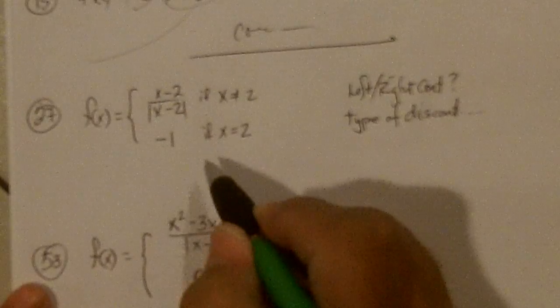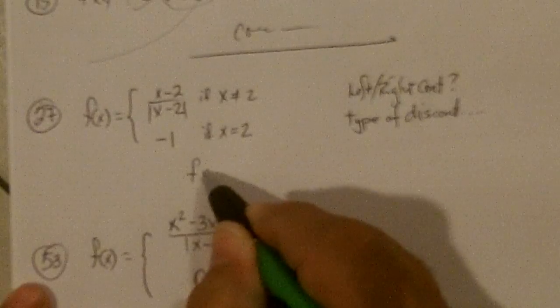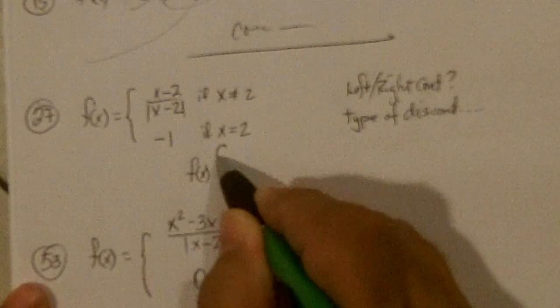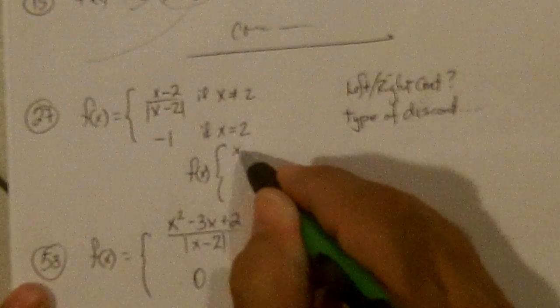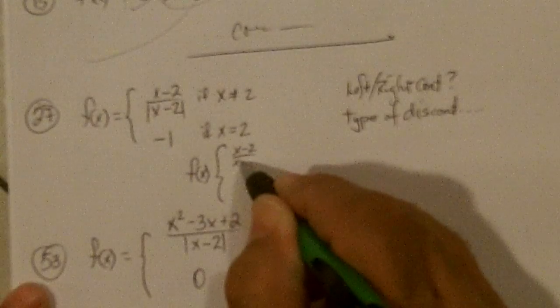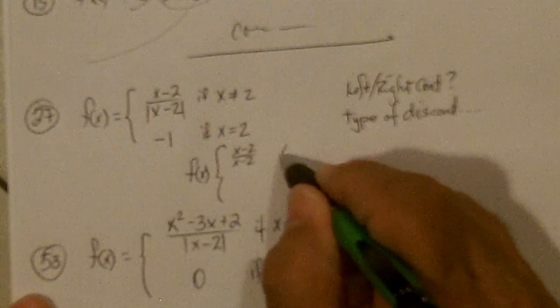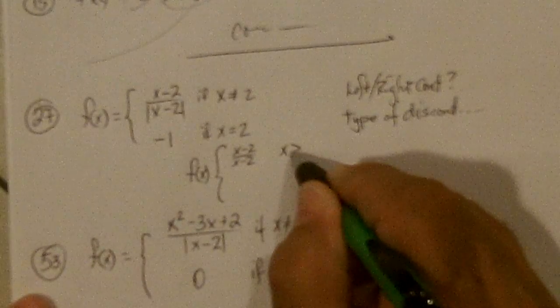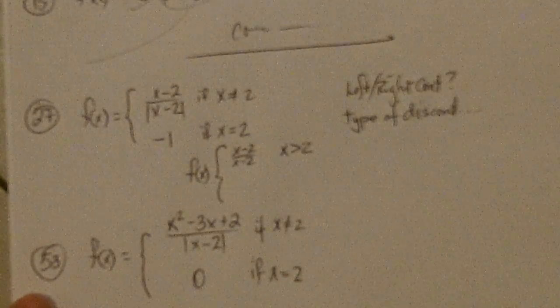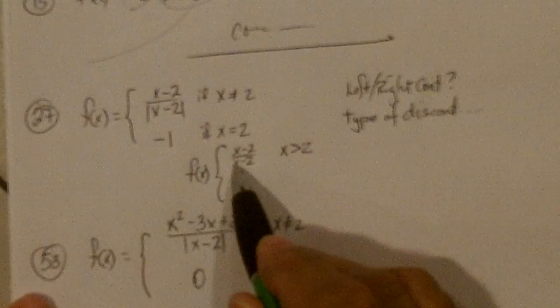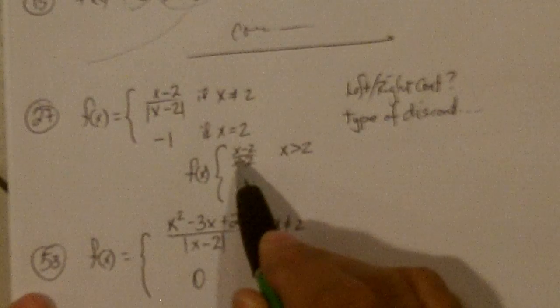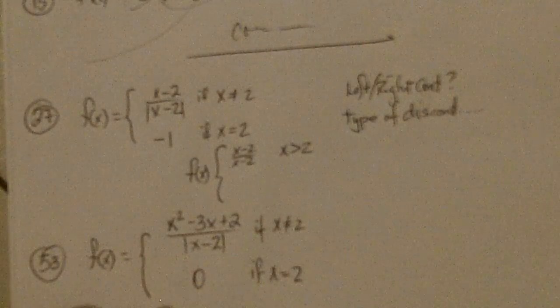So I could rewrite this. This might help some of you who are kind of lost on how it is. It would be x minus 2 over x minus 2. The absolute value wouldn't do anything to that as long as x was greater than 2, because numbers bigger than 2 make this positive and the absolute value wouldn't change it.